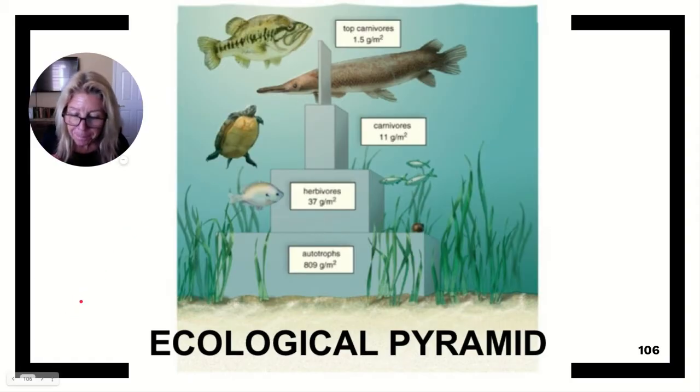So on your notes, you want to put in that only 10% of the energy on average is incorporated into the next level. So that's why you usually only see about 3 to 4 layers or links. And it's not always a good model when they represent it like this, because only about 10% gets passed on. And also, what's missing from this model that would interact on all levels? Do you know what's missing? Decomposers are missing, right? Because decomposers would work on all of these organisms.